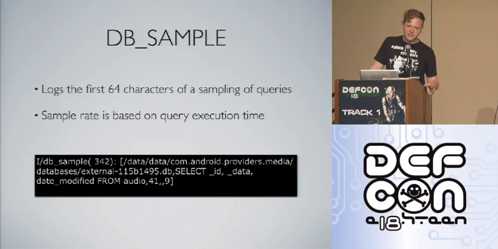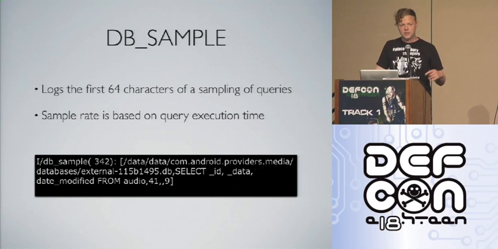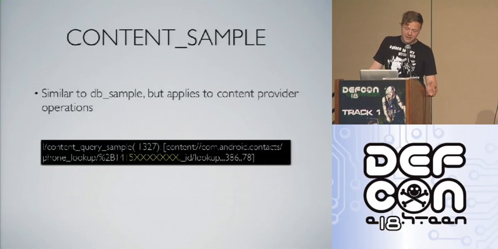And the sample rate is based on query execution time. So we don't see every single query, but we do see some subset of queries accessing databases really all over the system. Now, we didn't find any major smoking guns here, but it's something that developers should really be aware of. Don't put sensitive data directly into your SQL statements. Parameterize them because they may show up in places that you didn't intend. There's a similar hook that does the same thing for content providers, and here's an example. Not terribly interesting, but some data that actually is disclosed. For instance, when you're doing a phone number lookup in the main contact application.